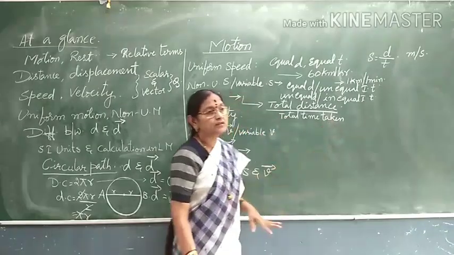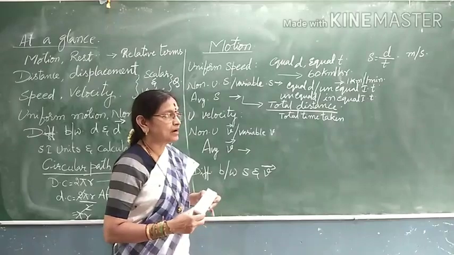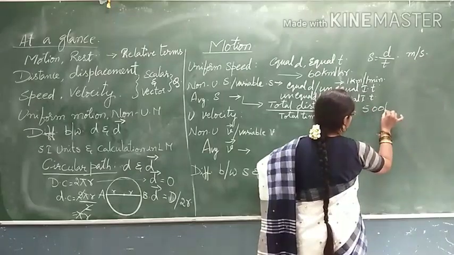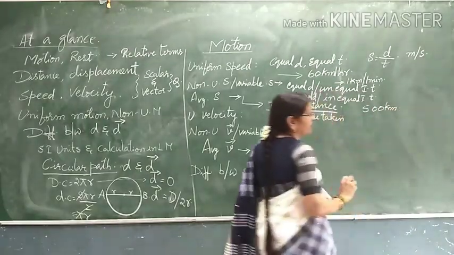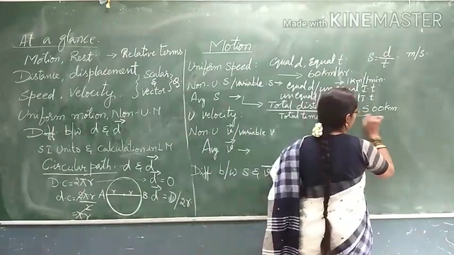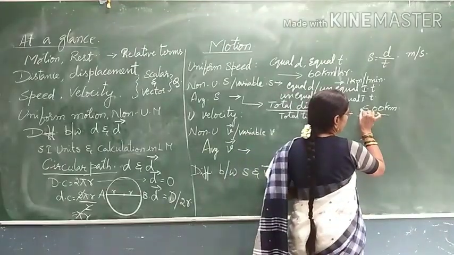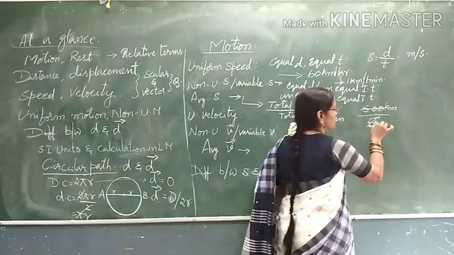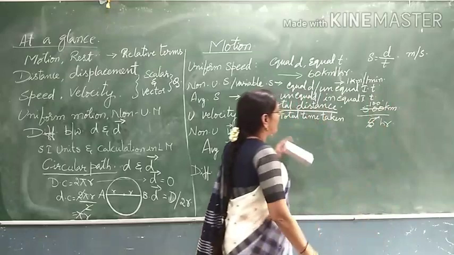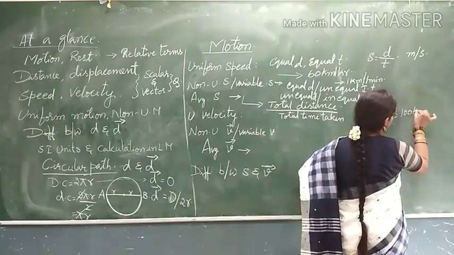Suppose the distance between Delhi and Agra is 500 kilometers. What is the time taken? Maybe it takes 5 hours. So you get 500 by 5. Total distance is 500 kilometers, total time is 5 hours. So what is the average speed of the car? 100 kilometers per hour.